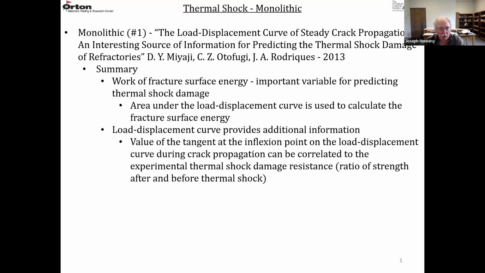So when these people looked at the load displacement curve, they picked some other points off this curve that might give more information on the thermal shock resistance. They looked at the value of the tangent at the inflection point on the load displacement curve during the crack propagation portion, and they correlated it to experimental thermal shock damage, which was basically the ratio of strength after and before the thermal shock cycle.